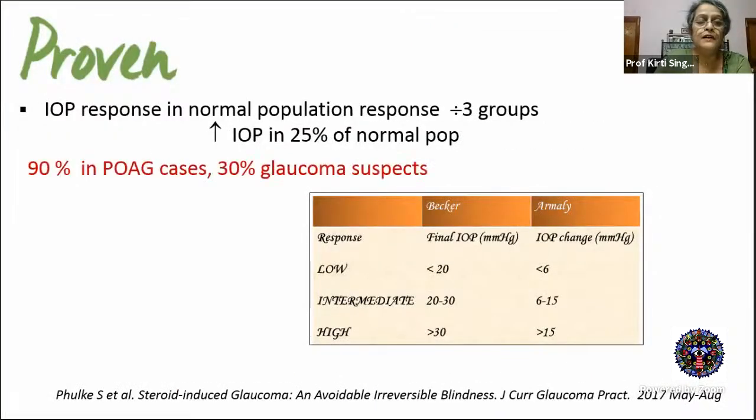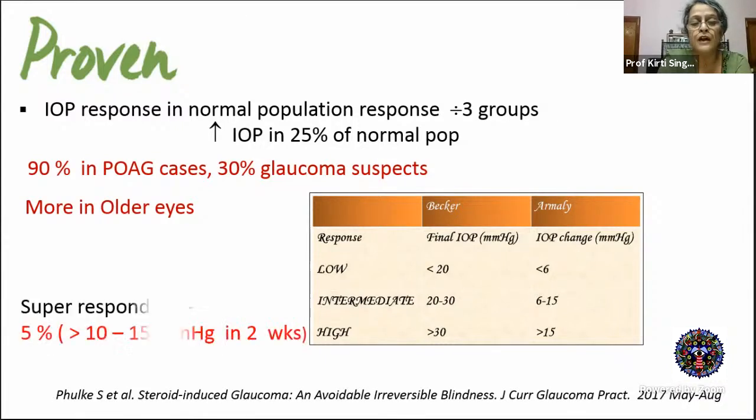And they found that the IOP response was divided into three groups. It was 25% of the normal population that had a high IOP, but this came out to be 90% in the POAG cases and almost 30% in the glaucoma suspects. Now, these studies were done way back, but it has been almost always corroborated that POAG patients and the first relatives of POAG patients have a higher response. At that time, they said it is more in older eyes. However, studies now show that it is a bimodal age distribution with younger patients also at risk for it.